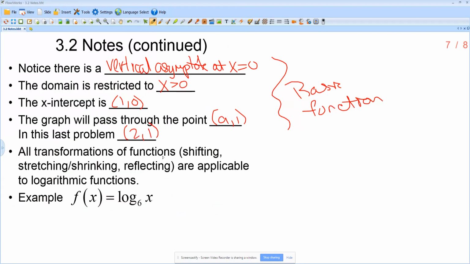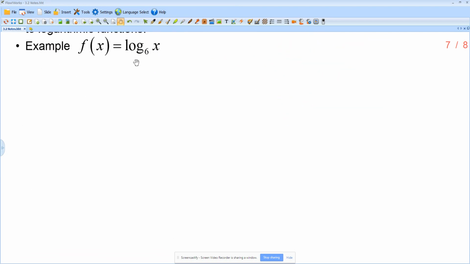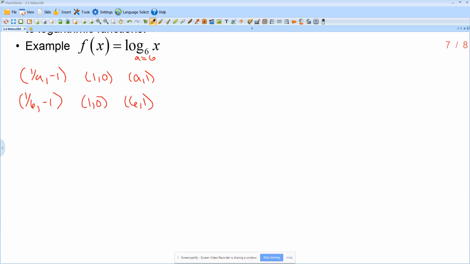And all transformations of functions, shifting, stretching, shrinking, these are dilations, and reflecting, are applicable to logarithms. So if I'm going to take f of x equals log base 6 of x, I'm going to use 3 points. A here is 6. So I have 1 over a, negative 1, 1, 0, and a, 1. So this becomes 1/6, negative 1, 1, 0, and 6, 1.